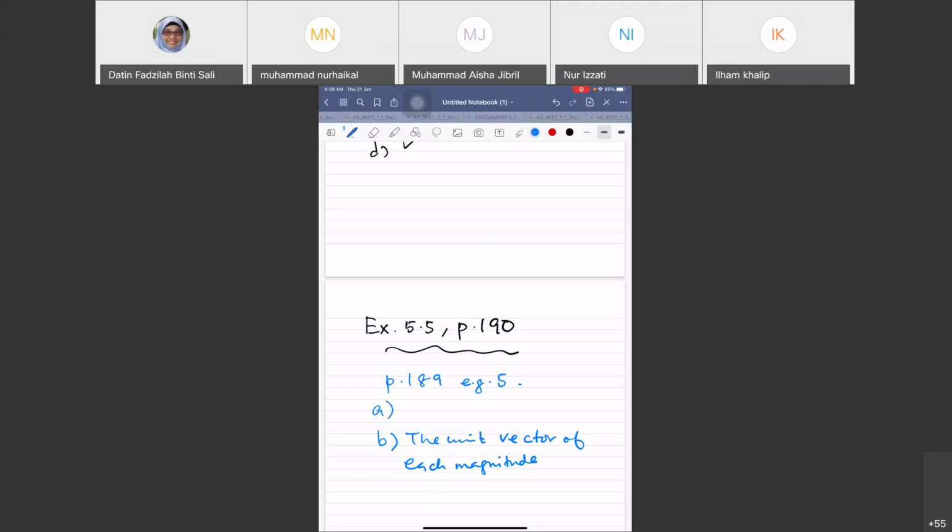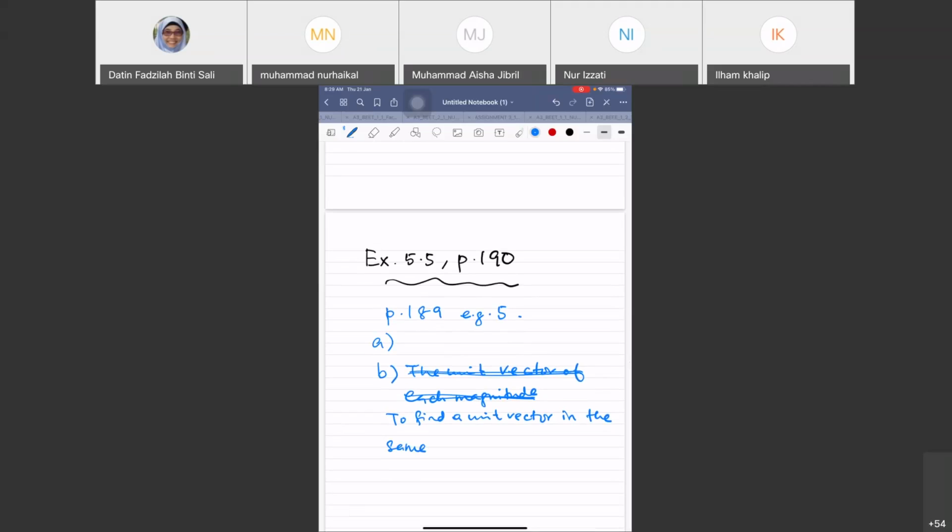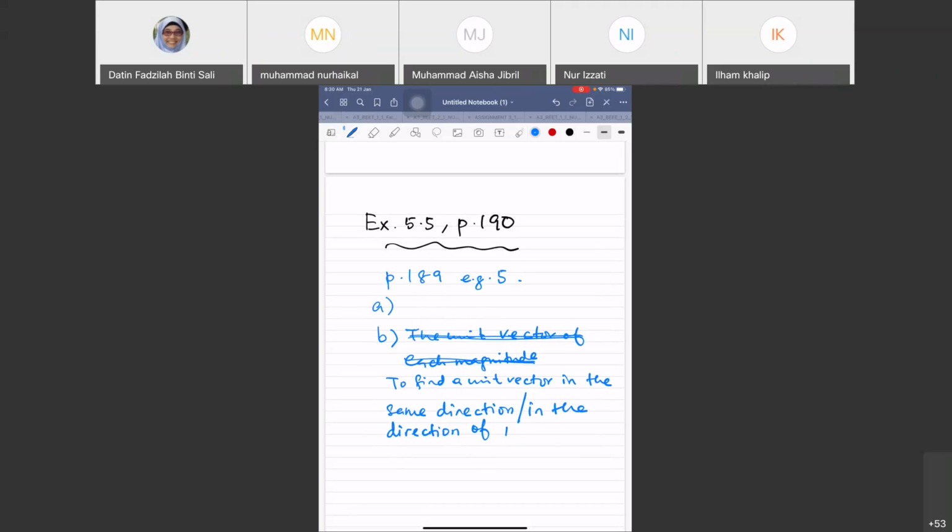So I hope you just scrap the question. Basically, what the question wants is for you to find a unit vector in the same direction, or in the direction, of these vectors: 5m, then 2m plus 3n, and 2m plus n. This is what they want actually.